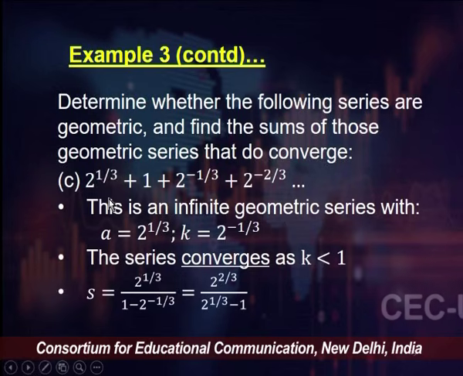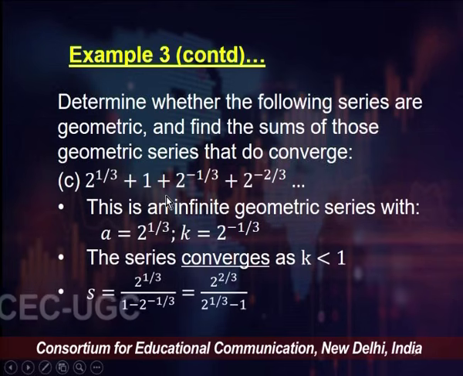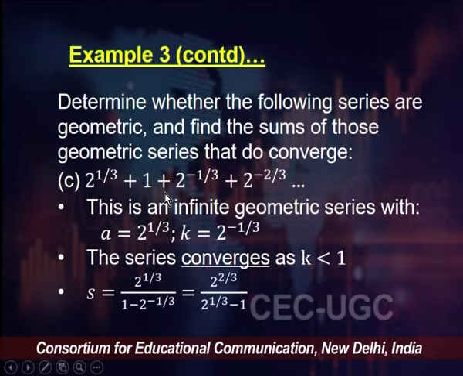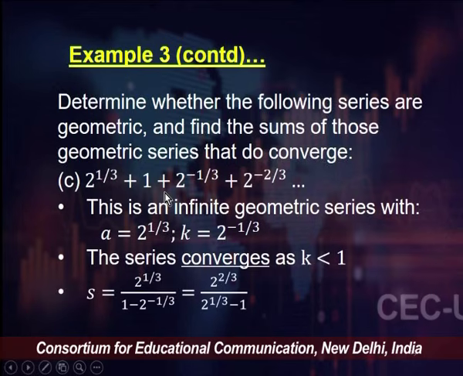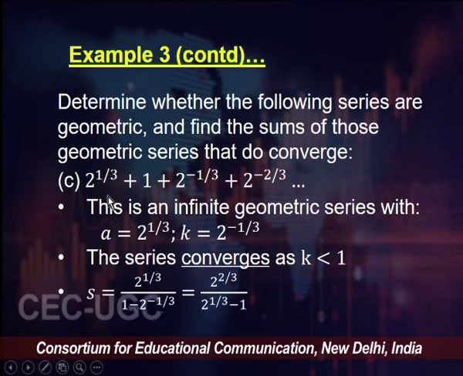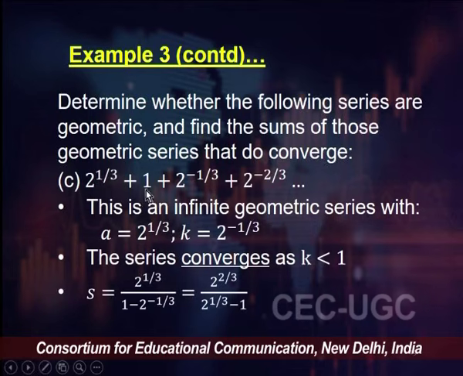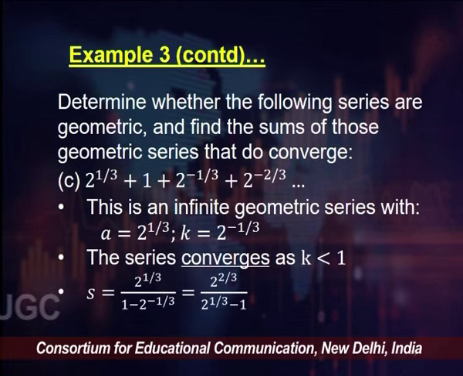Here you have 2 to the power 1 by 3 plus 1 plus 2 to the power minus 1 by 3 plus 2 to the power minus 2 by 3 and so on. This is an infinite geometric series with the first term being 2 to the power 1 by 3 and the quotient being 2 to the power minus 1 by 3. 1 divided by 2 to the power 1 by 3 is 2 to the power minus 1 by 3.